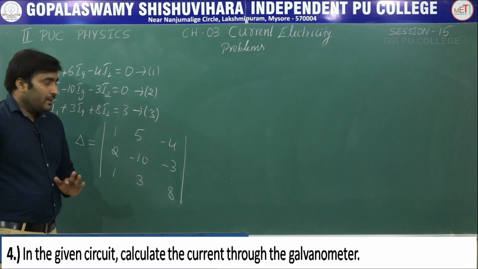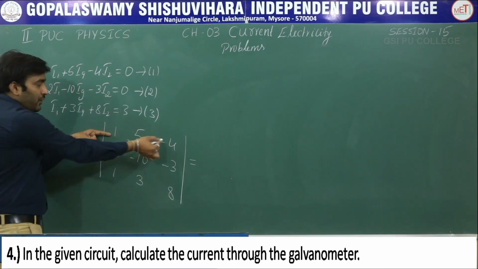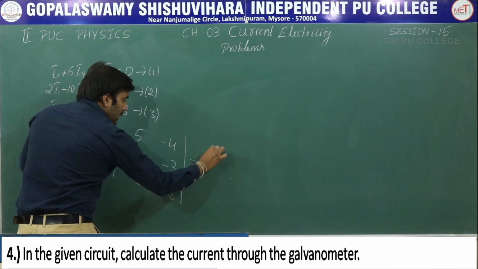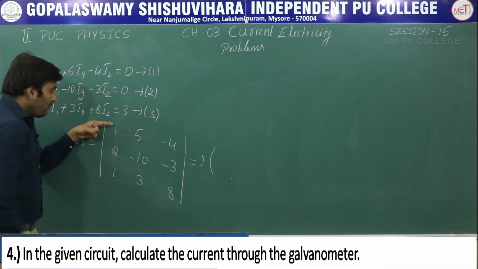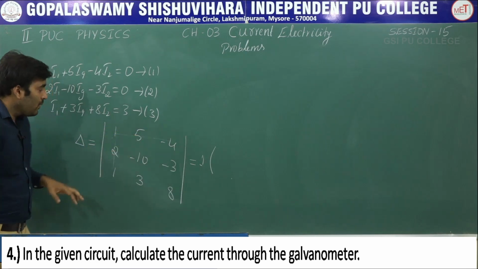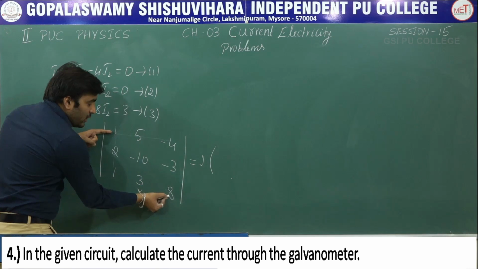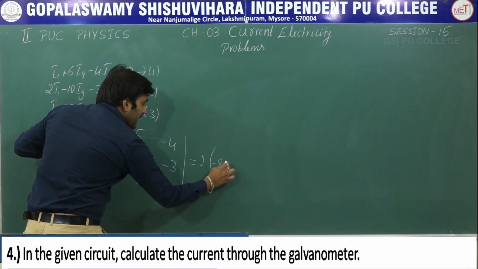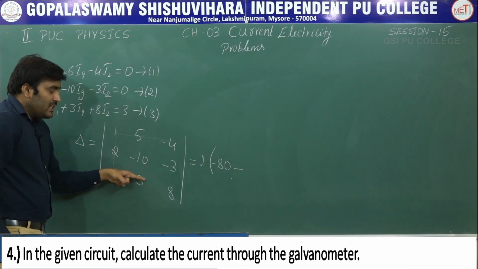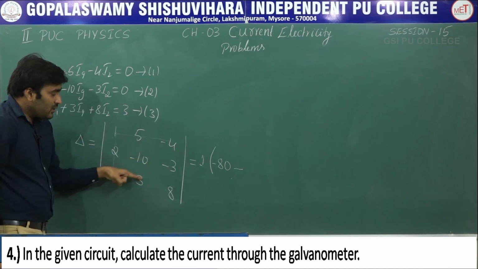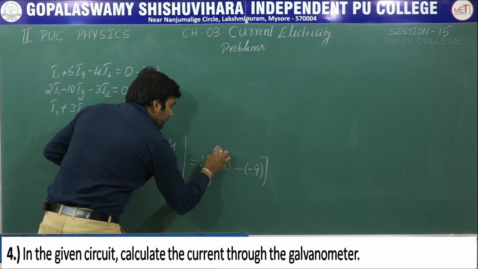How do we solve this determinant? This is equal to the first term of the first row, 1 into, leave out the first row and first column. You should multiply these two elements, minus 10 into 8. So we get minus 80, minus, and we should multiply these two elements, 3 into minus 3. So 3 into minus 3 is minus 9.